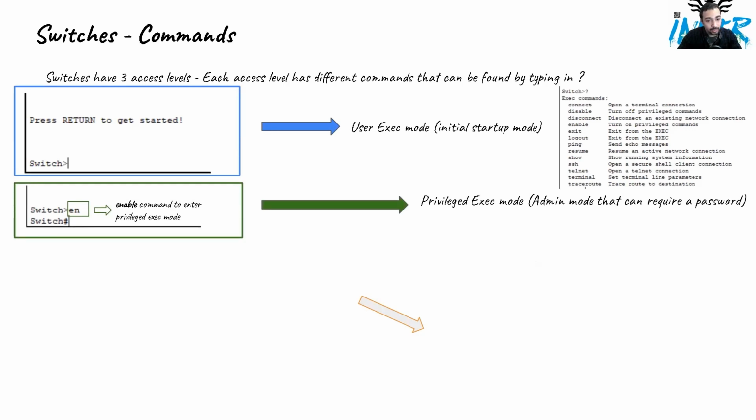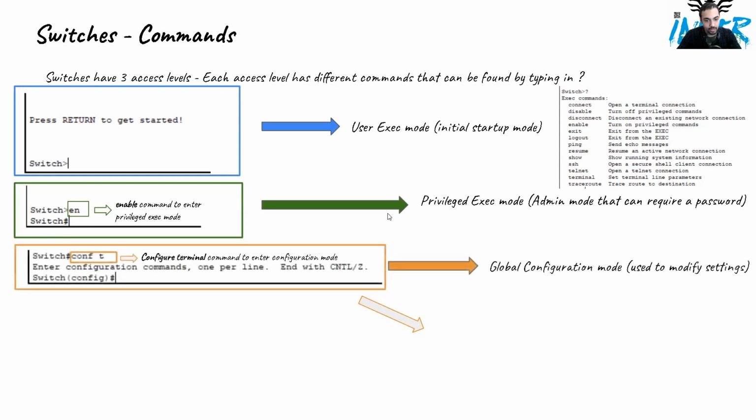The next level of access is the privilege exec mode. By typing in enable, or EN for short, that's how you get to privilege exec mode. You can tell you're in privilege exec mode by the hashtag next to the switch name. From privilege exec mode, we can then get into global configuration mode using the configure terminal, or config T command for short.